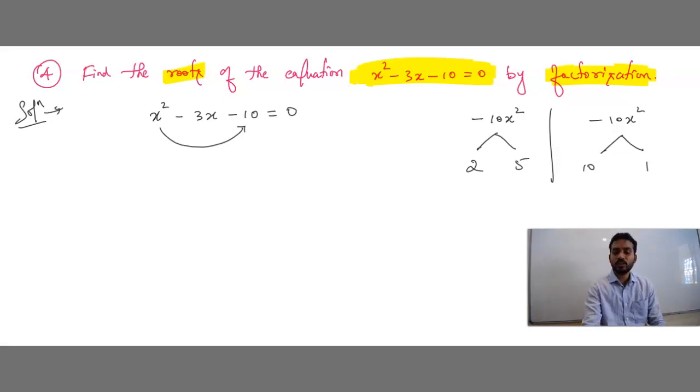Now what is the variable in this? x. Here also write x. x is the variable, so we write x on both sides. Okay. Now condition 1.